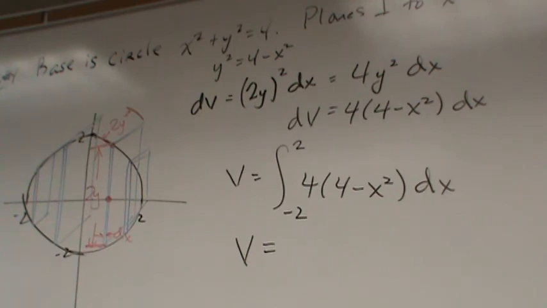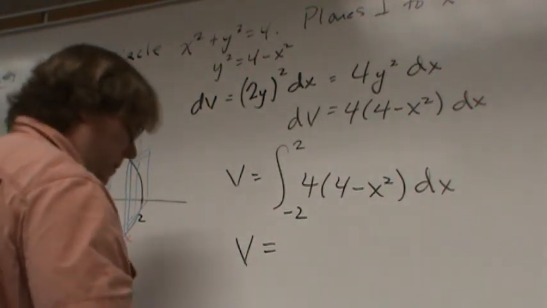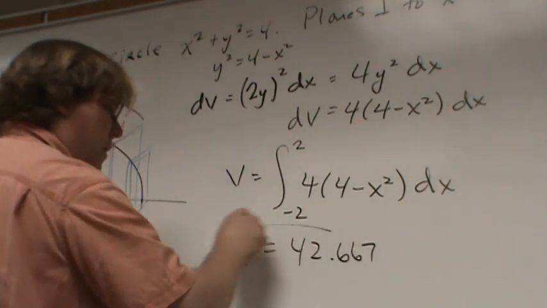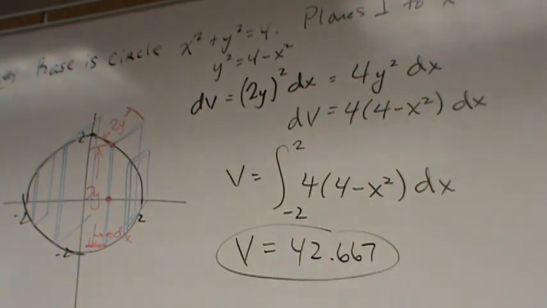Alrighty, and again, I know I could do this the long way, but shoot, why should I? Integral 4 times 4 minus x squared, comma x, comma negative 2, comma 2, 42 2/3. Alrighty. Well, that was fun.